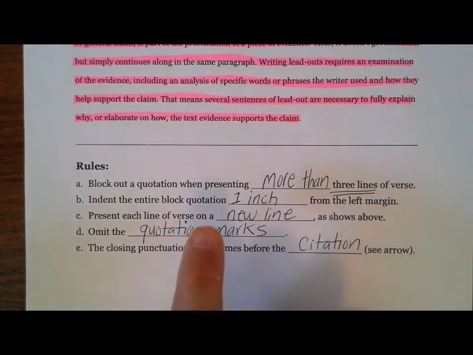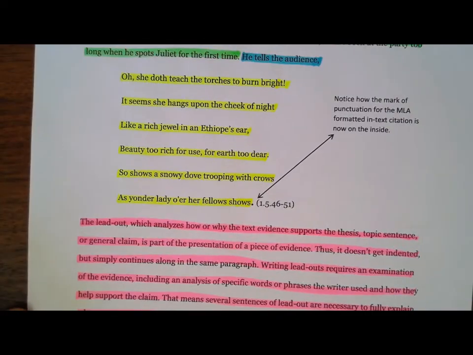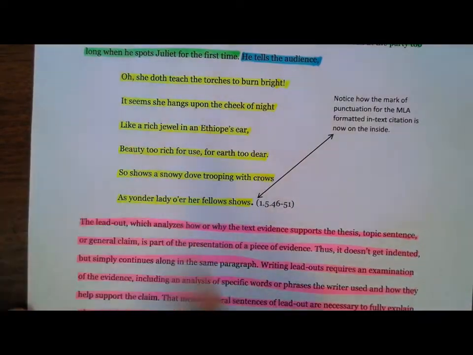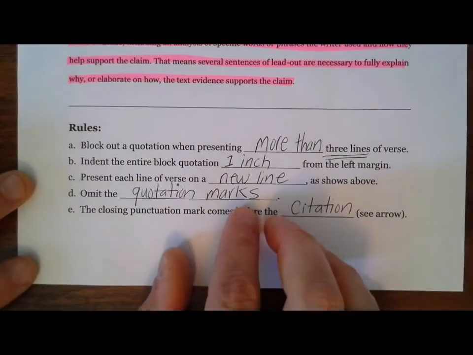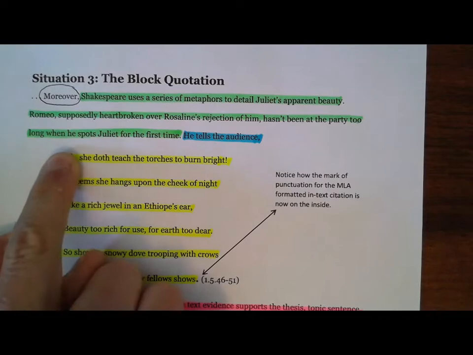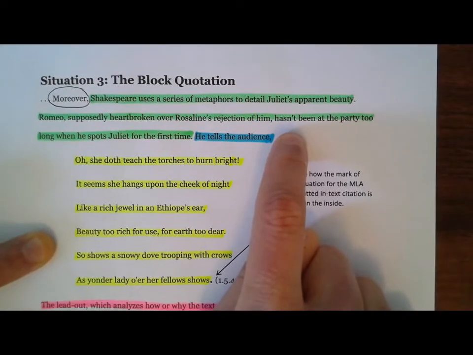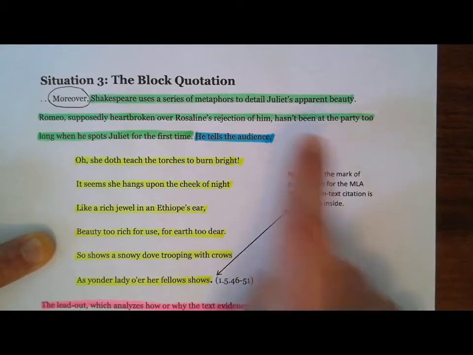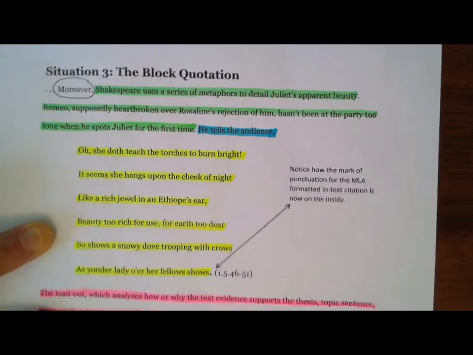You indent the entire block quotation 1 inch from the left margin. Very similar to what we were doing when we were working with prose out of To Kill a Mockingbird and The Pearl. You're going to present each line of verse on a new line. This is a new line because typically you would put it up here and just keep this paragraph moving. But now that you're dealing with a block quotation, new line, new line, new line, new line, new line, new line.